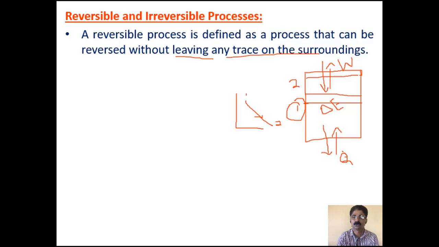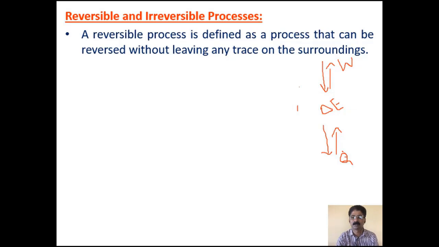That means 2 to 1 also should move along this path and reach 1, and in the meantime the surroundings also, the same amount of heat it has supplied, Q, should be obtained back by the surroundings, so that there is no trace left on the surroundings. So in that case, the process is called a reversible process. But in reality, it is very difficult to achieve a reversible process, and all the processes will be irreversible processes.